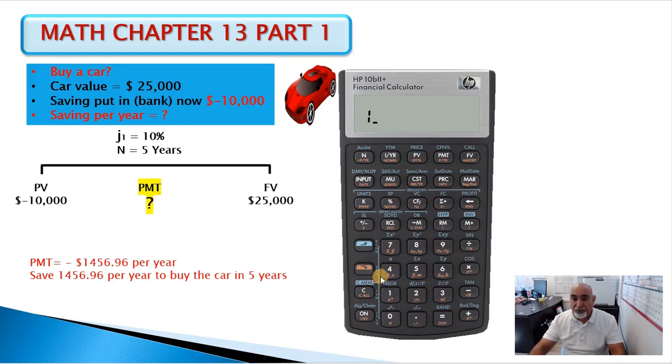Okay, so 1 for the compounding period, 10 for the interest rate. N is what? 5 years. This is done. PV is 10,000. And FV is 25,000. And payment: every year, if we can save another $1,456 from our pocket, negative means saving and putting away, then we will have $25,000 in 5 years.